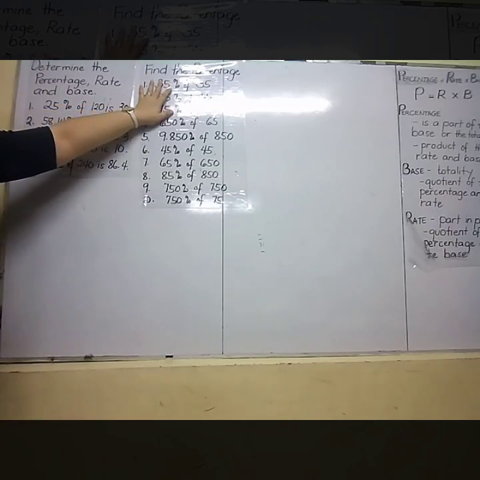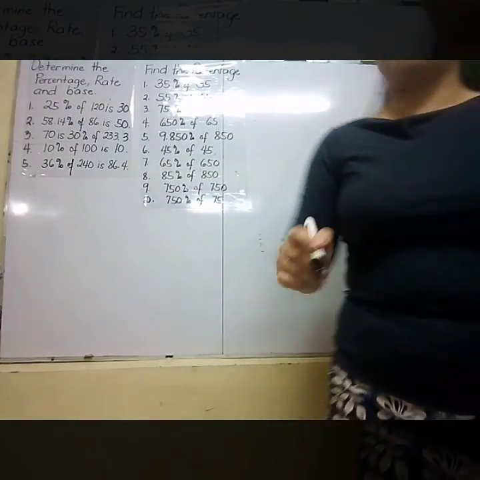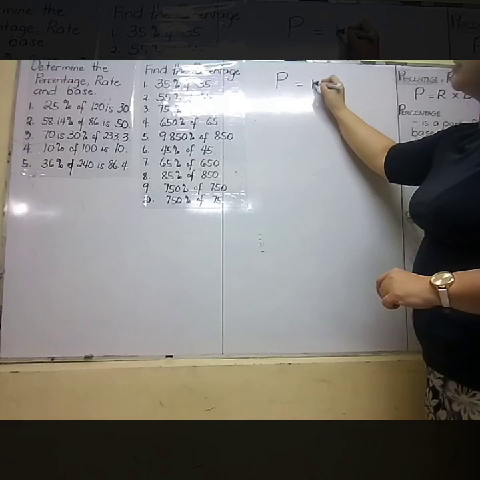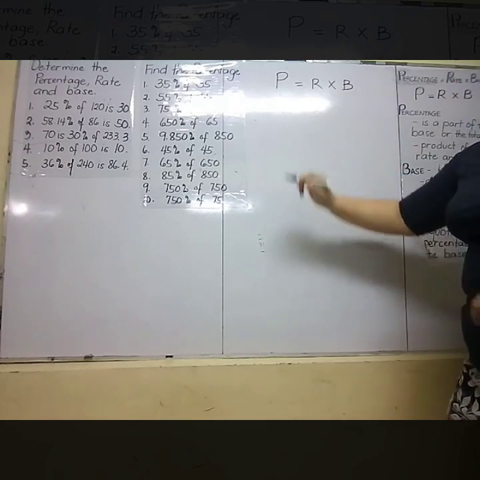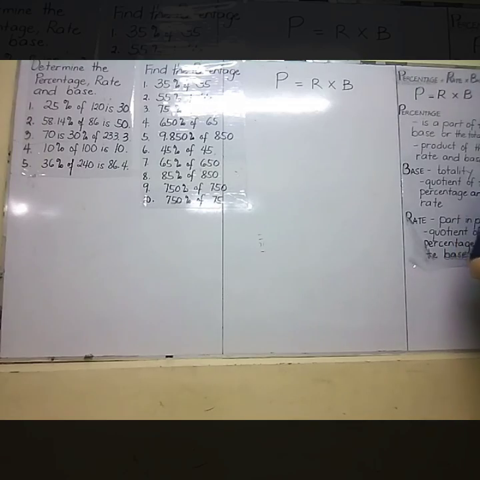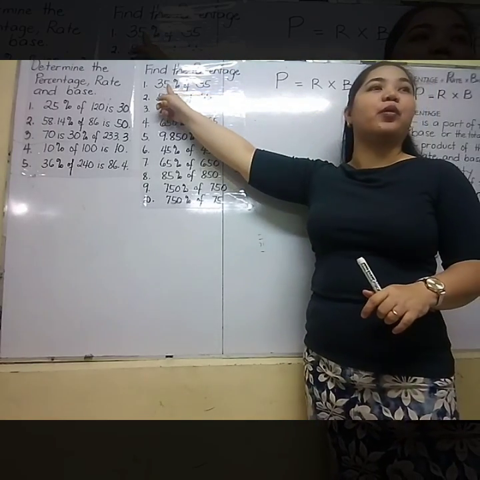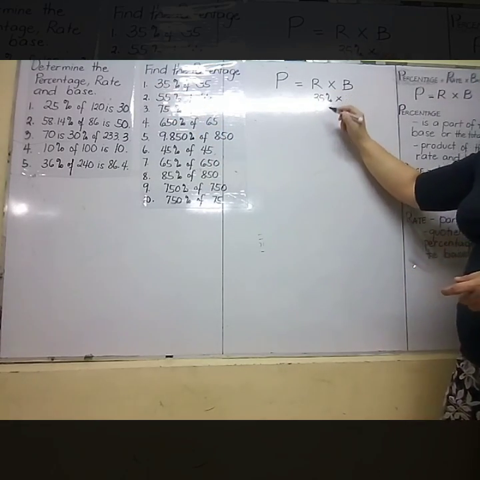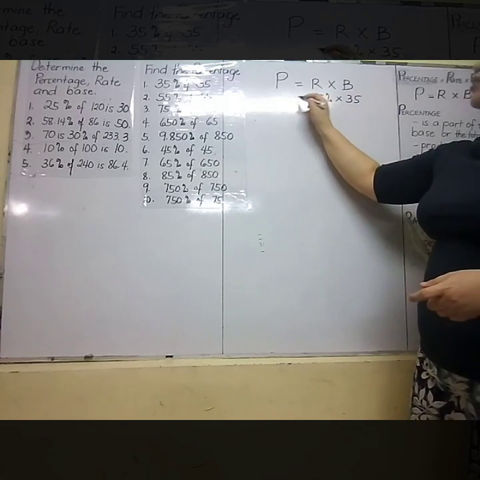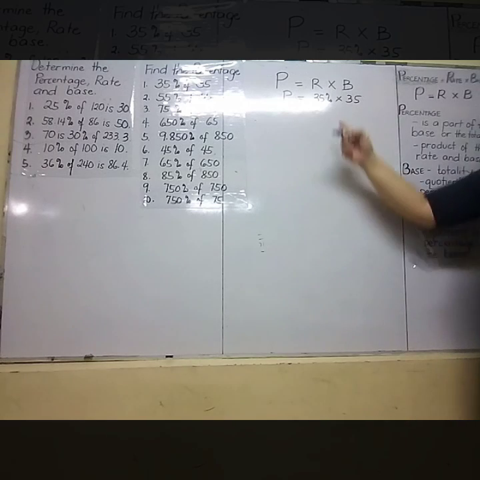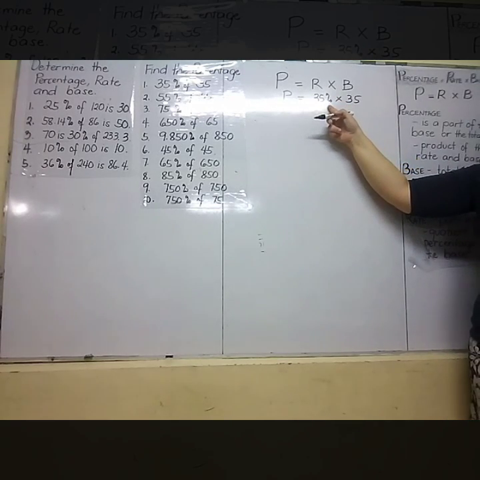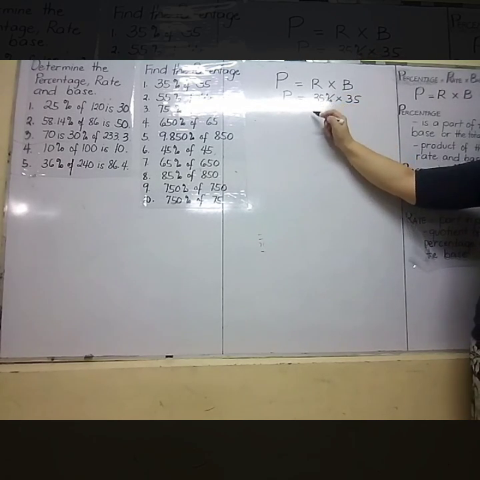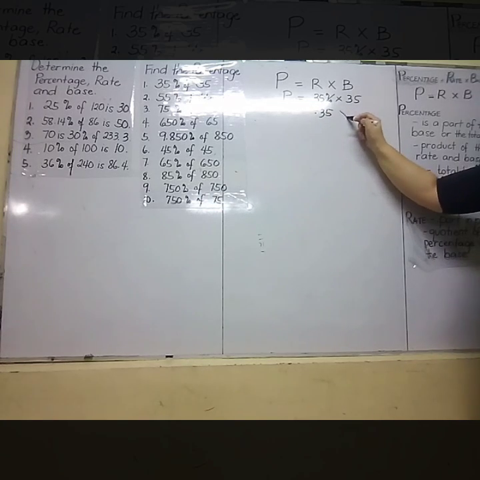So, paano niyo makukuha yung percentage? What is the formula again? Tama. So, the formula is R times B. Rate times the base. Okay? So, where is the rate here? Asan na rate dito sa number 1? 35%. How about yung base? 35. So that's how you compute the percentage. So gagawin nyo muna yung percent na convert to decimal. So take it out and then move the decimal place. So 0.35 times 35.